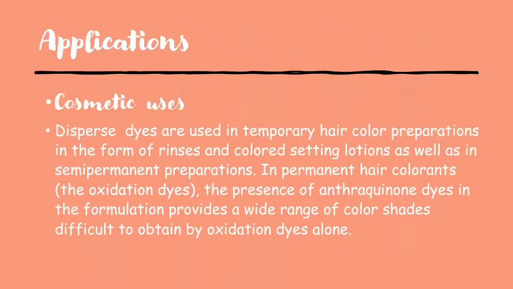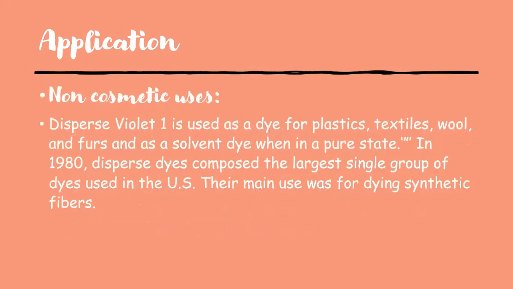I am moving toward the applications of 1,4-diamino anthraquinone. Cosmetic uses: disperse dyes are used in temporary hair color preparations, in the formation of rinses and colored setting lotions, as well as in semi-permanent preparations. In permanent hair color, the presence of anthraquinone dye in the formulation provides a wide range of color shades difficult to obtain by oxidation dyes alone. Non-cosmetic uses: Disperse Violet 1 is used as a dye for plastic, textiles, wool, and furs, and as a solvent dye when in a pure state.